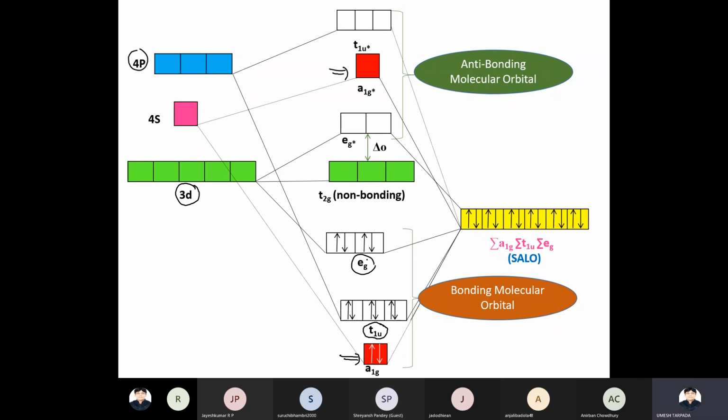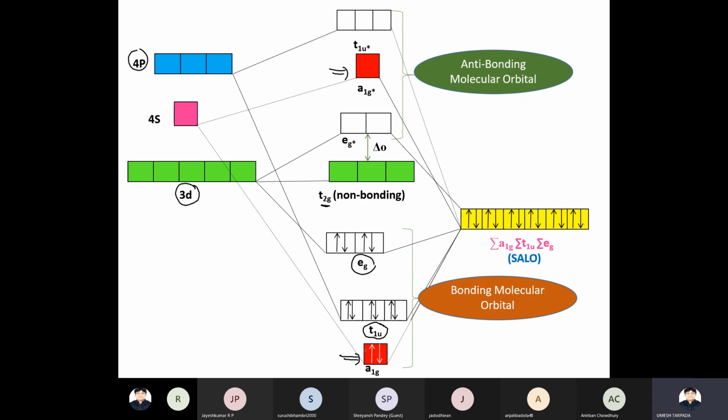So here you can have A1G, T1U, and EG. Now these three are, because T2G can't form a sigma bond. So see, T2G remains non-bonding. Look at here. And EG is bonding. So these are the bonding orbitals, A1G, T1U, and EG.